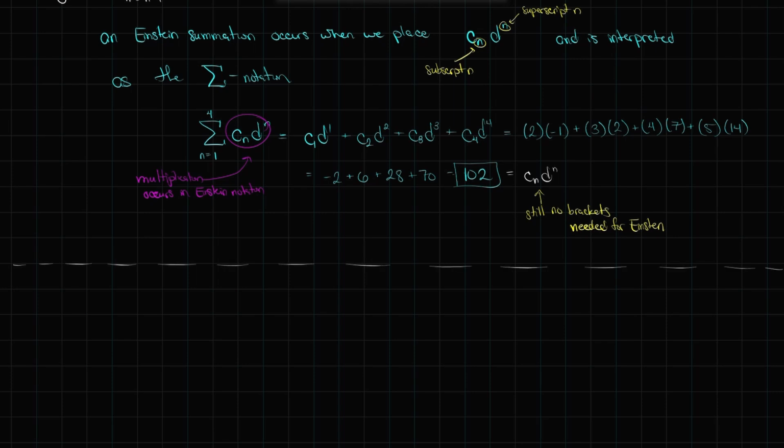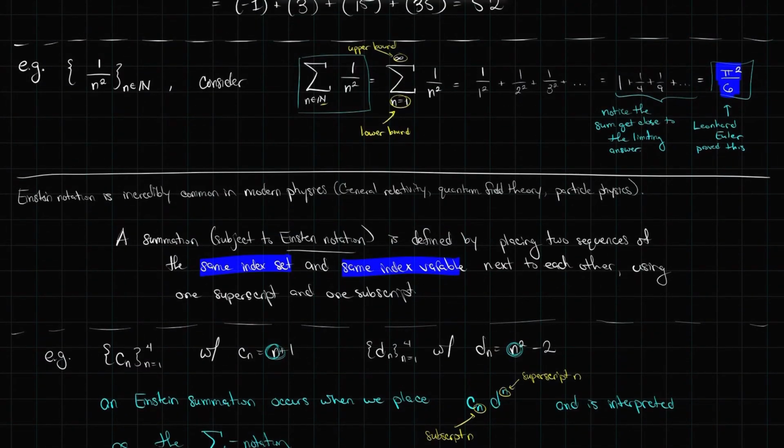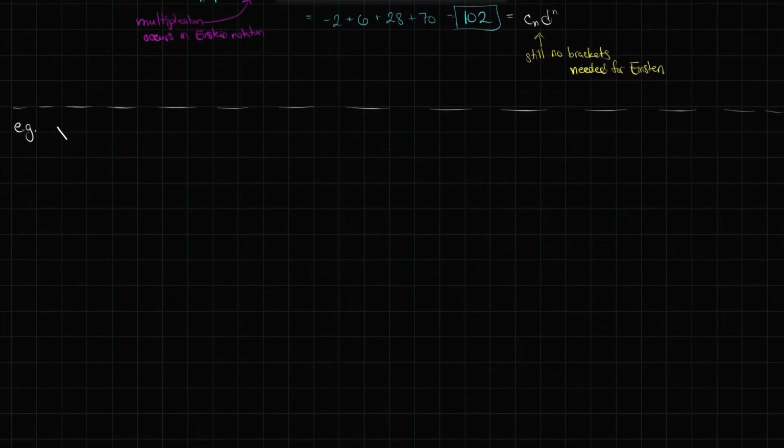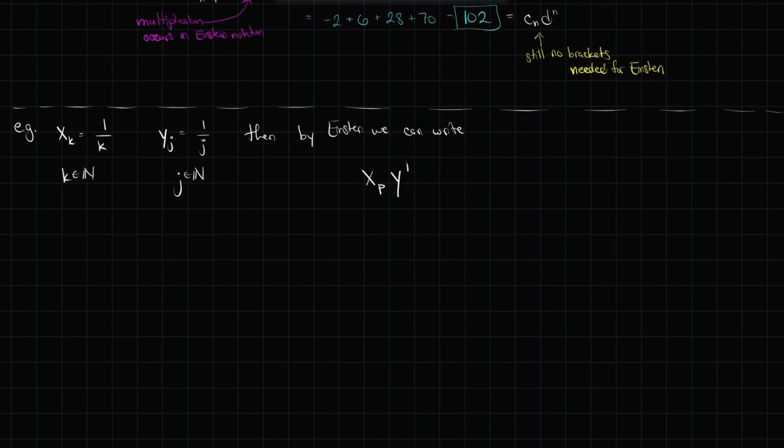And let's go ahead. We can play a quick game with one more example with Einstein, jumping up to this one that we saw before with this 1 over n squared game. Let's see the Einstein summation version of that. If we did something like, let's say x sub k is 1 over k, and y sub j is 1 over j, then by Einstein, we can write, okay, technically these need index sets, so we would say k is in N and j is in N. But once the index sets are the same, by Einstein, we can write something like x sub p y to the power p. Once again, notice that I made sure that that was the same letter, and in fact I moved the j up top.